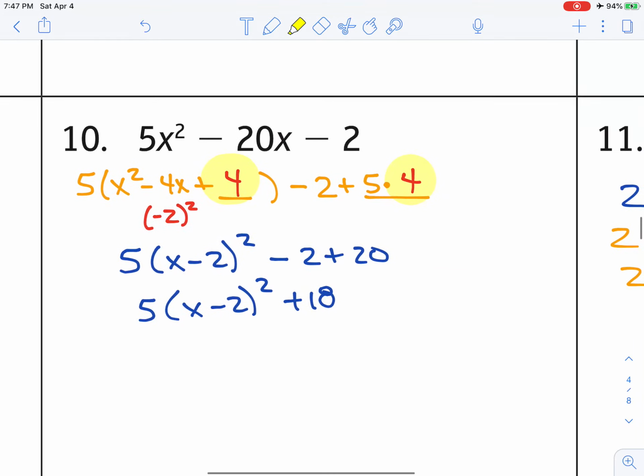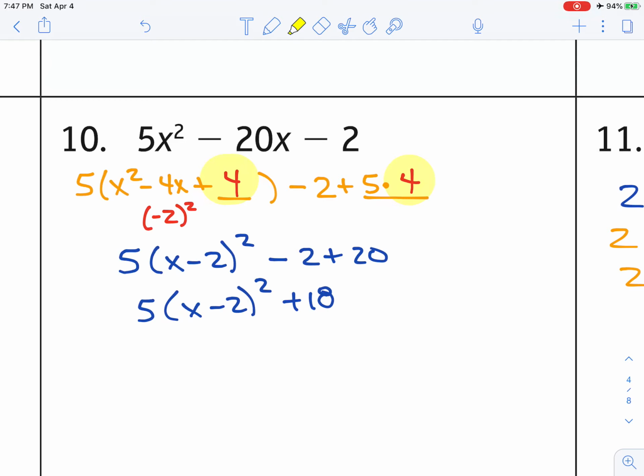Number 10, I take out a 5. And since I took out a 5 right here, I must have a 5 right there. Half of negative 4 is negative 2. Square it and I get 4s. I simplify it.